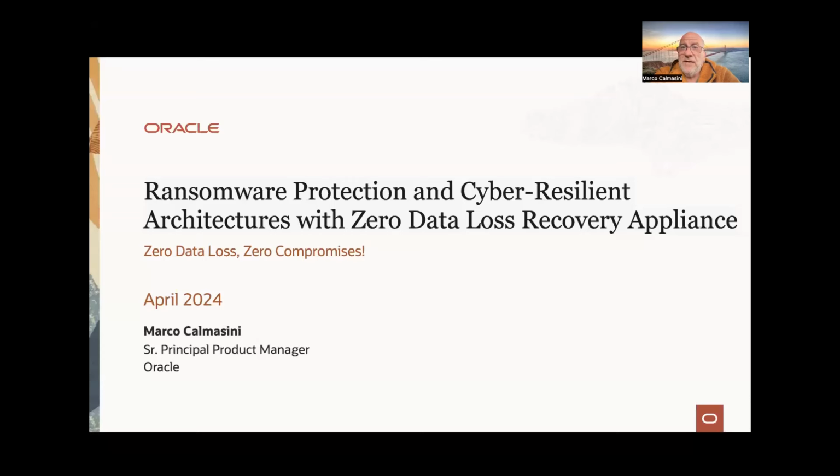I'm one of the product managers with the Oracle Database Backup and Recovery team. And what I'm going to talk about today is ransomware protection and cyber resilient architectures with a zero trust recovery appliance.